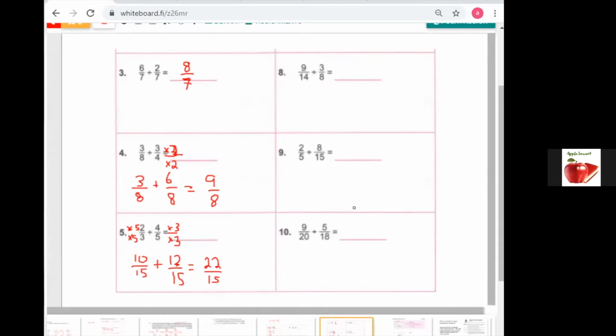Number 9, let's do number 9. What number is common between 5 and 15? Wouldn't it be 15? Right. We don't have to change both fractions. Sometimes we only want to change one. So in this case, we only have to change the first fraction. 6 out of 15. Right.